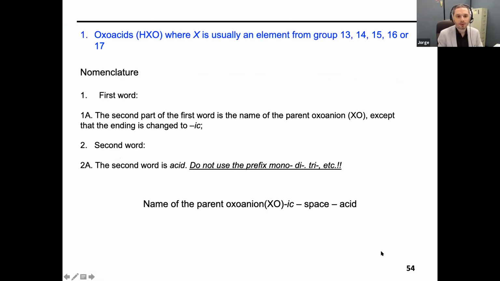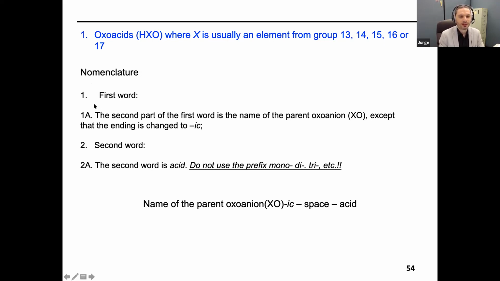Okay, so now let me present you the second class of acids, which are called oxoacids. And here, the general formula is going to be hydrogen, an element X, and oxygen. This element X usually belongs to group 13, 14, 15, 16, or 17. Oxoacids are a little bit trickier than hydroacids, so let me see if I can break it down for you.